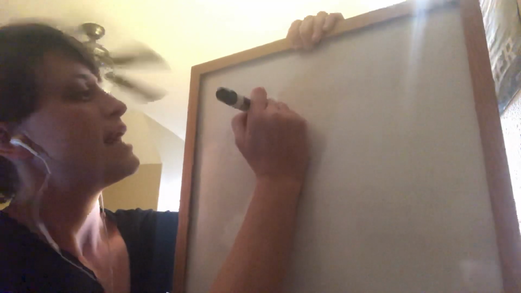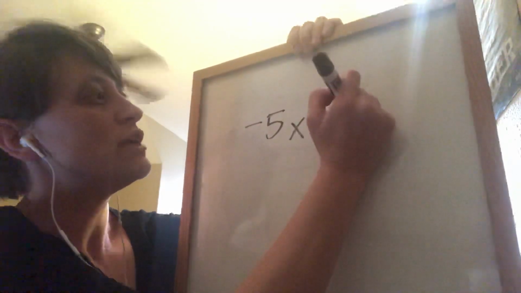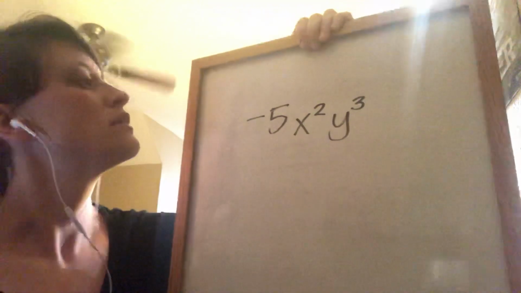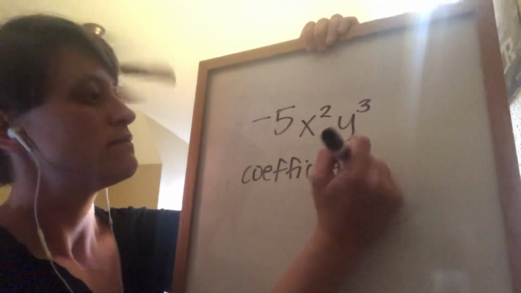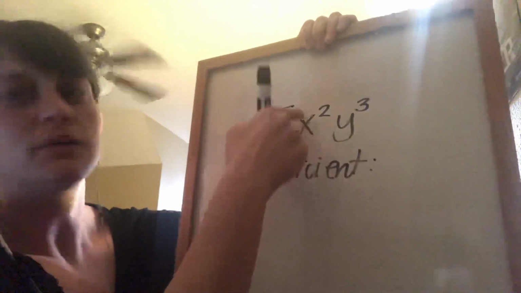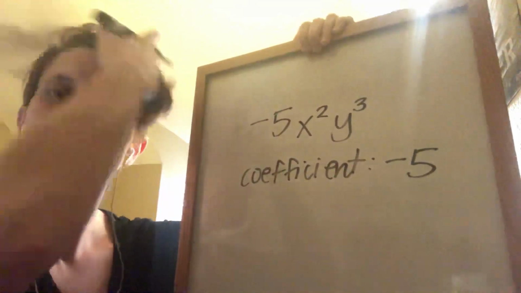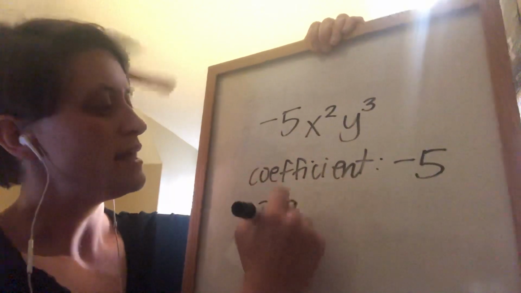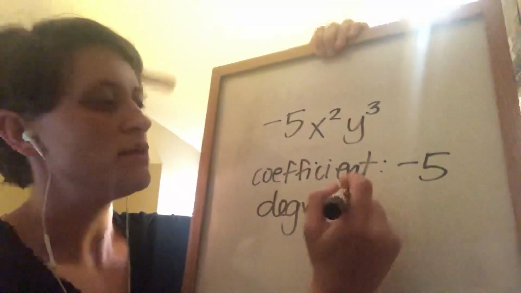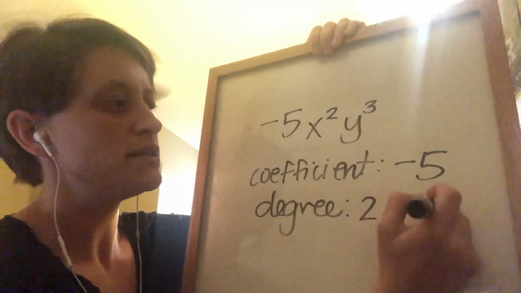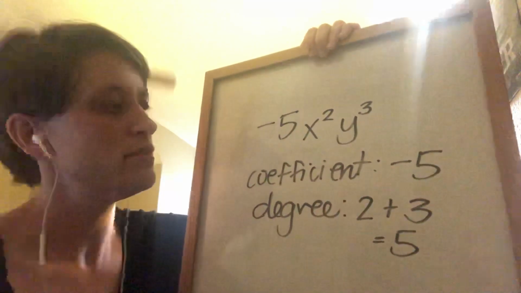Let's do some more examples with terms, finding their coefficients and finding their degree. Let's look at -5 x squared y cubed. Remember, the coefficient is the number we see multiplied on the term. So in this case, the coefficient is -5. The term degree is going to be the sum of the exponents on the variables. So in this case, that'll be 2 plus 3. And the degree on this term happens to be 5.